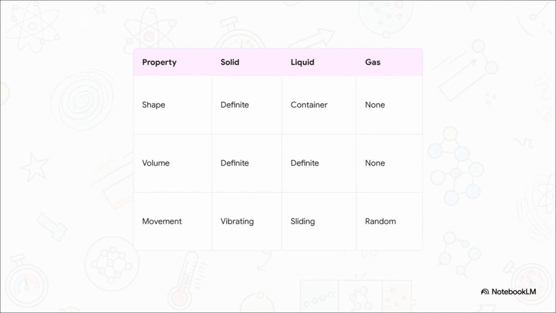Liquids, on the other hand, keep a definite volume, but their particles slide freely all over one another, which means we have to design specialized containers just to hold them. And gases? Oh, they are wild. Their particles move randomly at super high speeds with almost no attraction to each other. They just expand to fill whatever space they're in, which makes containing them a massive engineering challenge. Honestly, it all comes down to the unseen movement of those tiny particles.